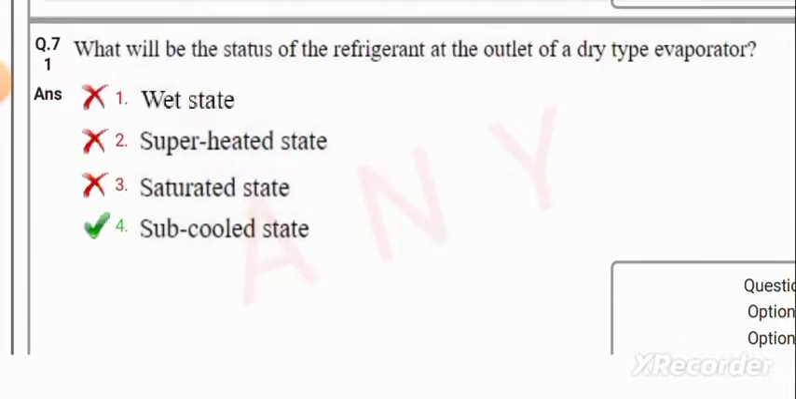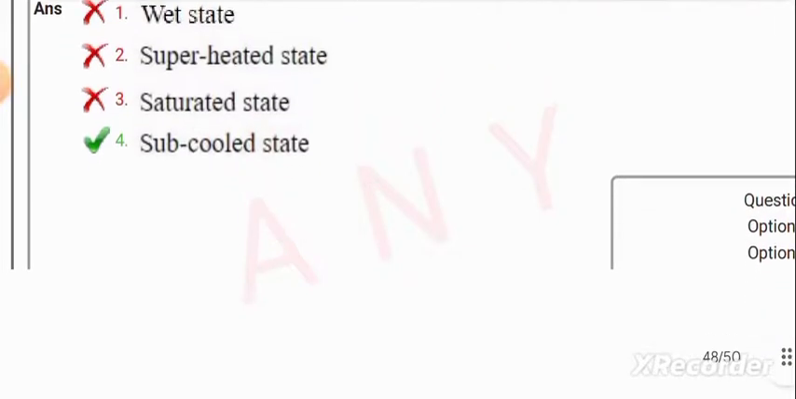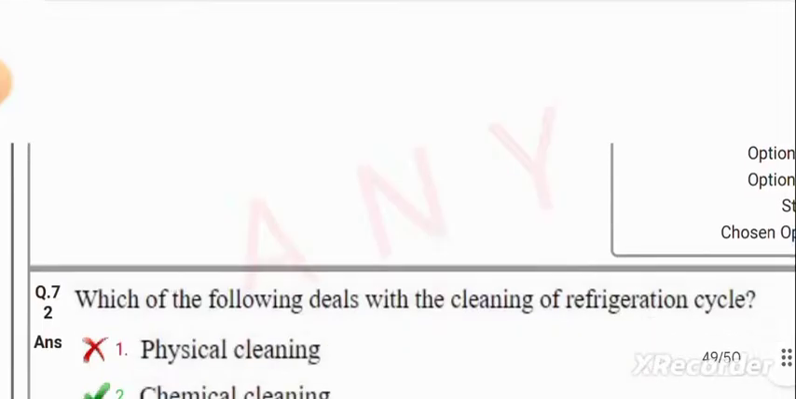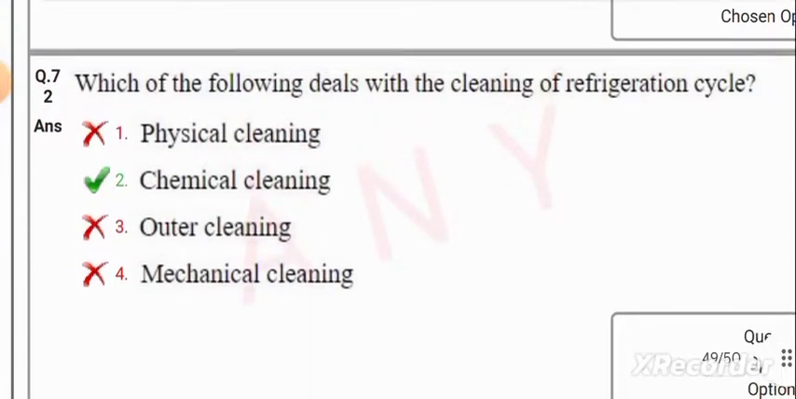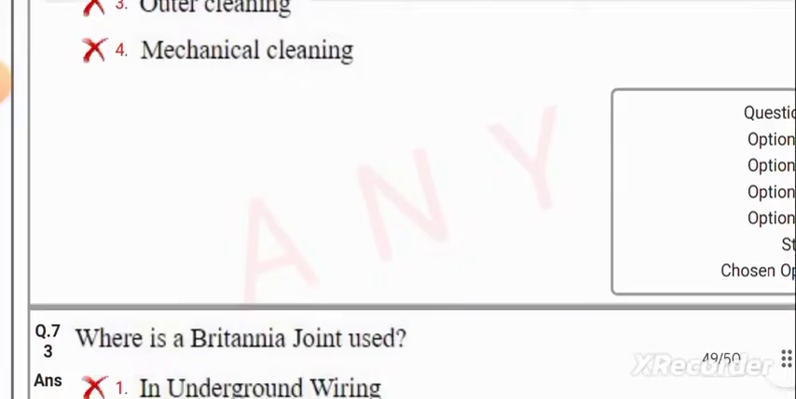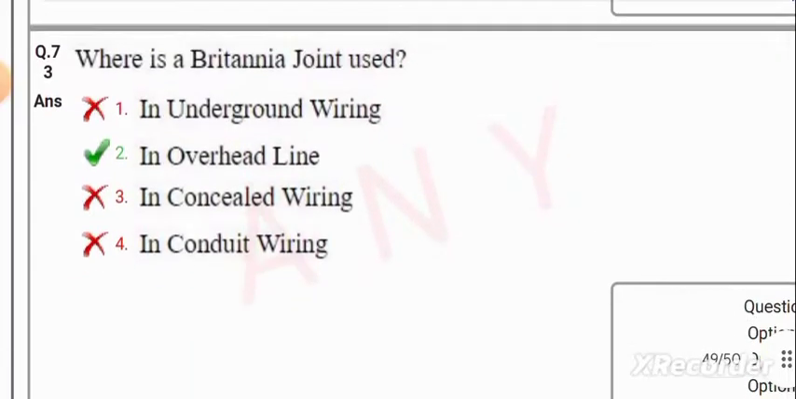What will be the status of a refrigerant at the outlet of a dry type evaporator? Subcooled state. Which of the following deals with the cleaning of refrigeration cycle? Chemical cleaning. Where is a Britannia joint used? In overhead line.